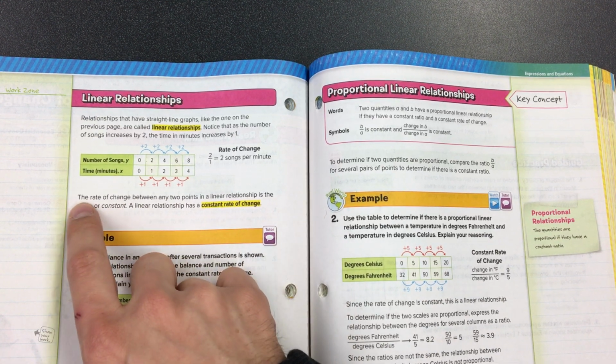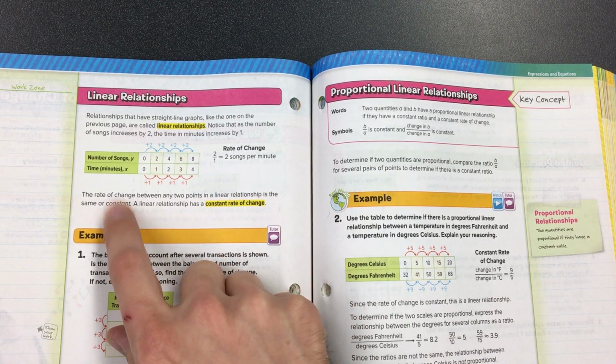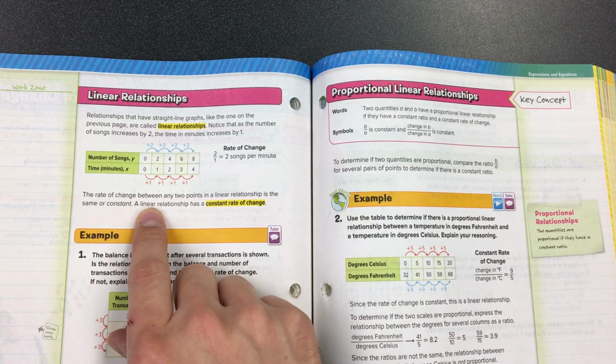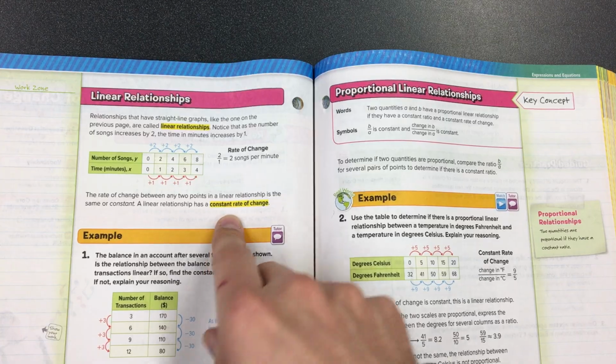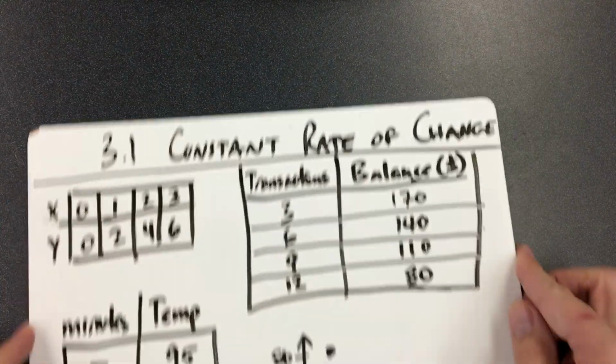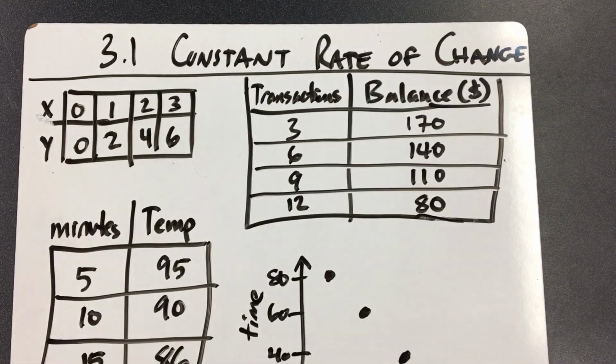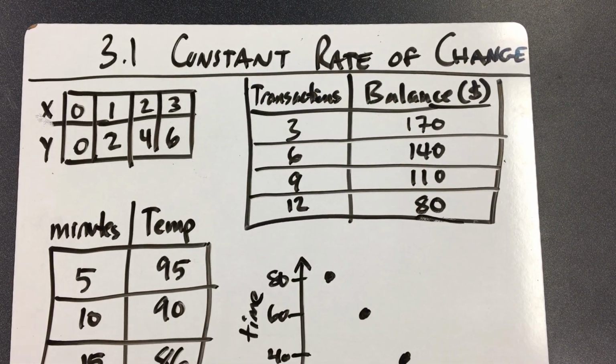And I'll just read this word for word. It says the rate of change between any 2 points in a linear relationship is the same or constant. Constant is a word that means the same. A linear relationship has a constant rate of change. Okay, let me show you some examples. This is what it may look like on your questions today. They're going to ask you, is this a linear graph, or does this represent a linear relationship? And then it'll ask you, is there a constant rate of change?